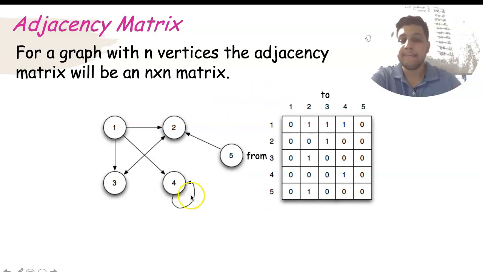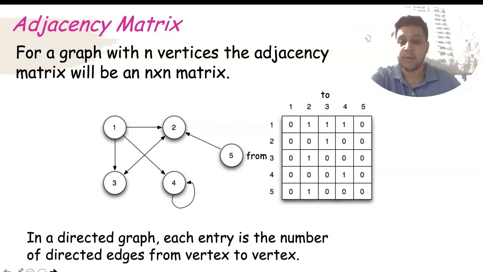As you notice here, guys, these are directed arrows, so it's a directed graph. In a directed graph, each entry is the number of directed edges from vertex to vertex. If we look at 1 here, from 1 we can reach 3, but from 3 we cannot reach 1. So in our matrix, from 1 to 3 there is one way of getting there. From 3 to 1 there are 0 ways, because you can't go the opposite way of the arrow or the direction. If we look at 3 and 2, because those arrows go both ways, from 3 to 2 there is 1, and from 2 to 3 there is also 1.